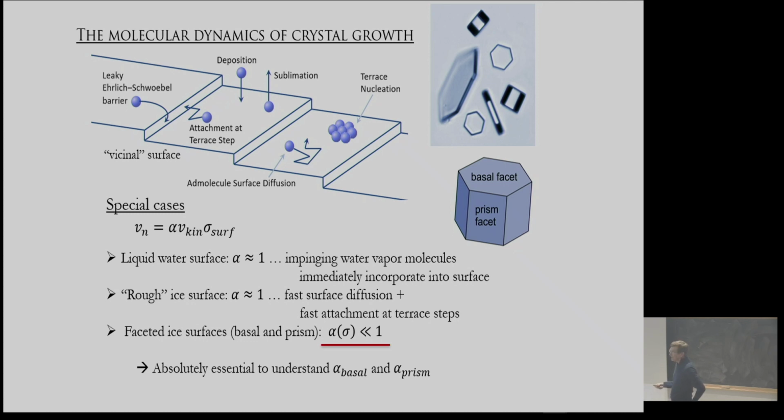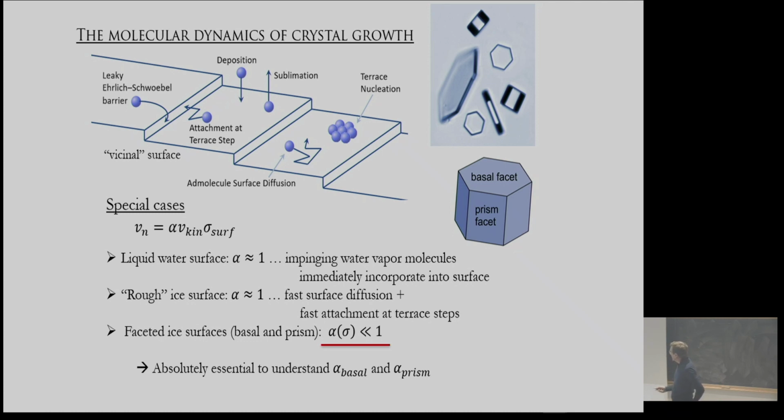Okay. So what you're left with is faceted surfaces where these steps are either very far apart or non-existent. And of course, the simplest case is if you have no steps at all. So you have a perfectly faceted surface. And there are 2, basal and prism facets. And on those surfaces, alpha is much less than 1, which is why they're faceted.